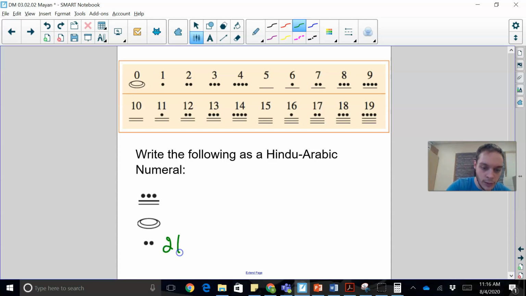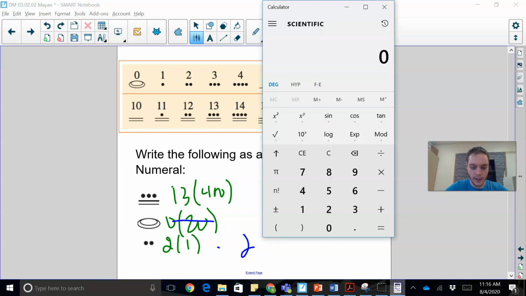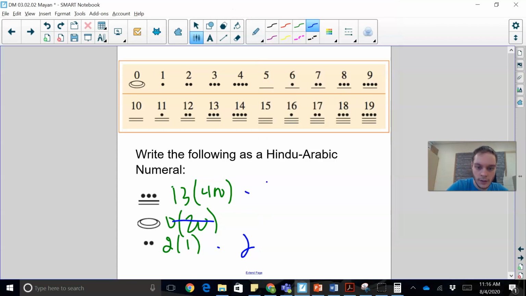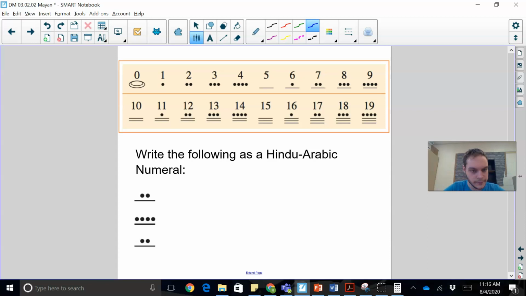Okay, so another one. This is 2 times 1, 0 times 20, and what number is this? 3 dots and 2 lines is 13 times 400. We know that this goes to 0, that this goes to 2, and 13 times 400, let's put that in the calculator, is 5,200. So when you add, you get 5,202. And now if you do well with the Chinese and a little bit with the Babylonian, this should be a breeze.